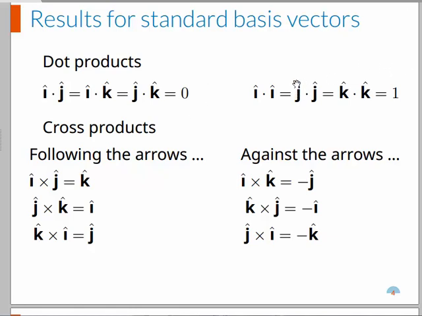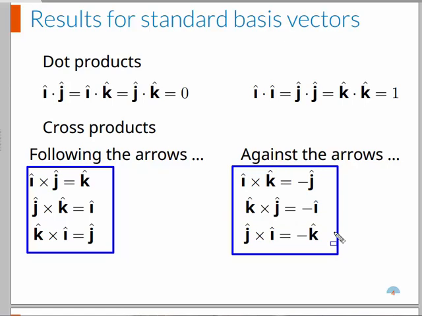We're going to make use of the results that were derived from the coordinate-free definition of the vector. These include the results for the standard basis vectors. In particular, we will use these properties, and they will enable us to find a very easy way to use components to compute cross products.